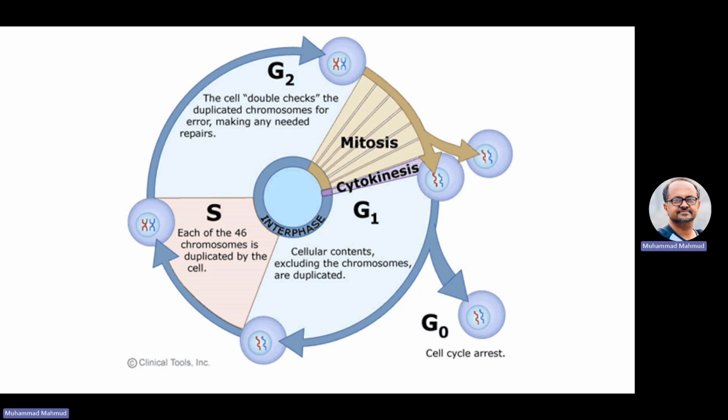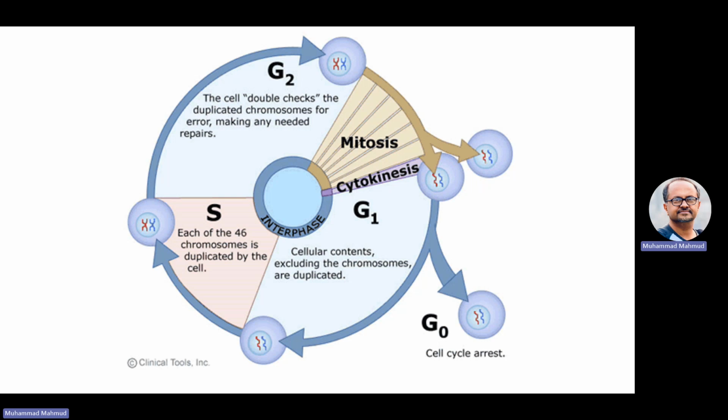G1 phase, that's the first growth phase, in which the cell grows, develops, and carries out events that are unique to that cell type. Some cells never divide. They remain in G1 indefinitely. These cells are said to be in the G0 phase, or G naught phase, of the cell cycle.